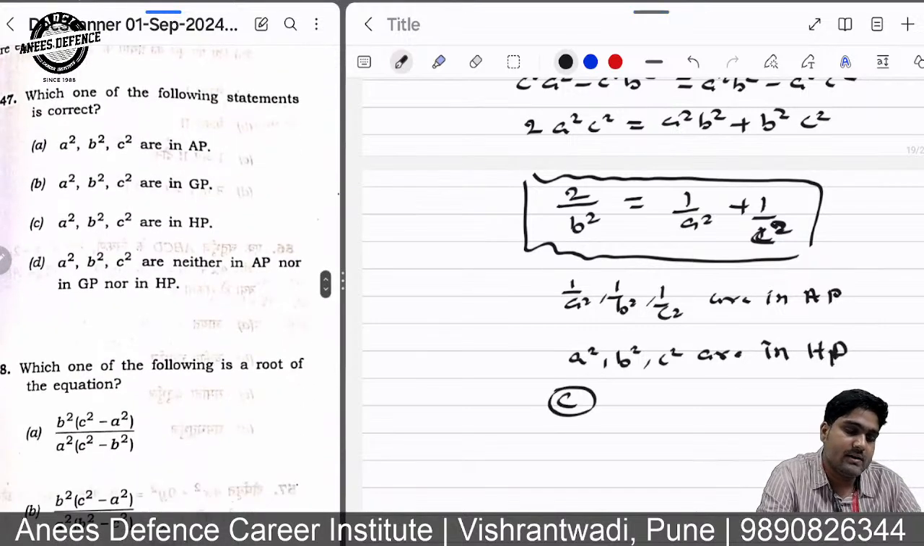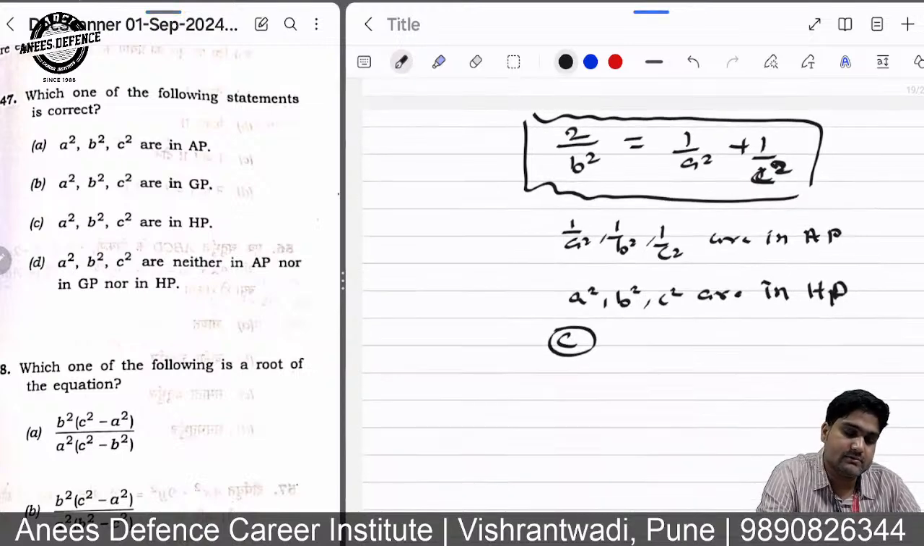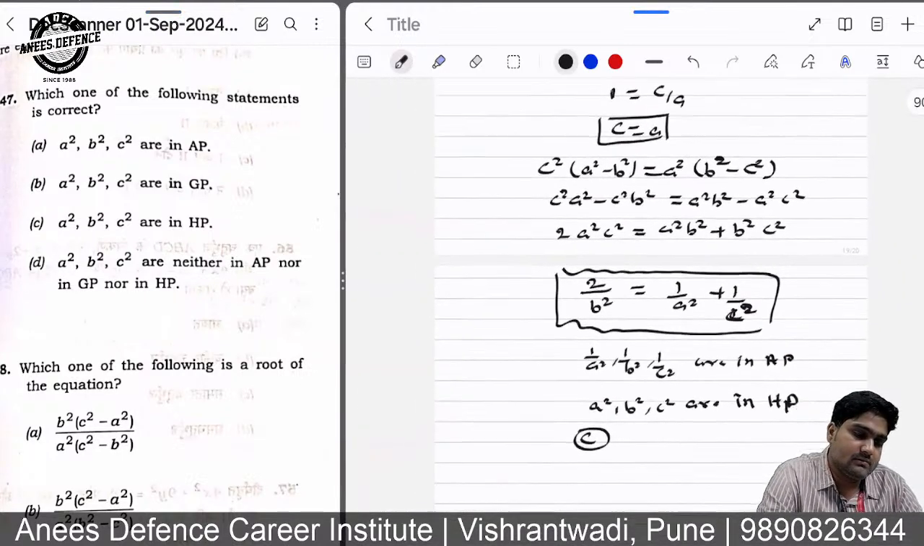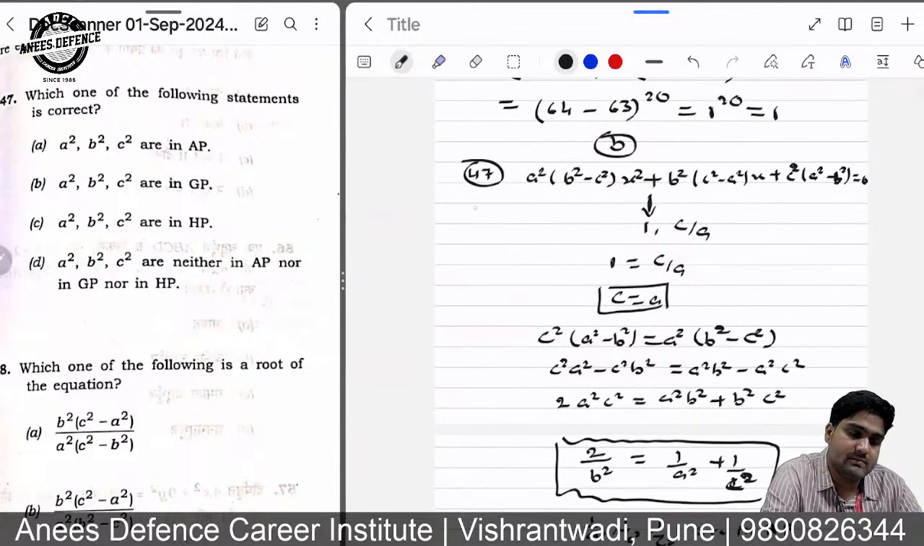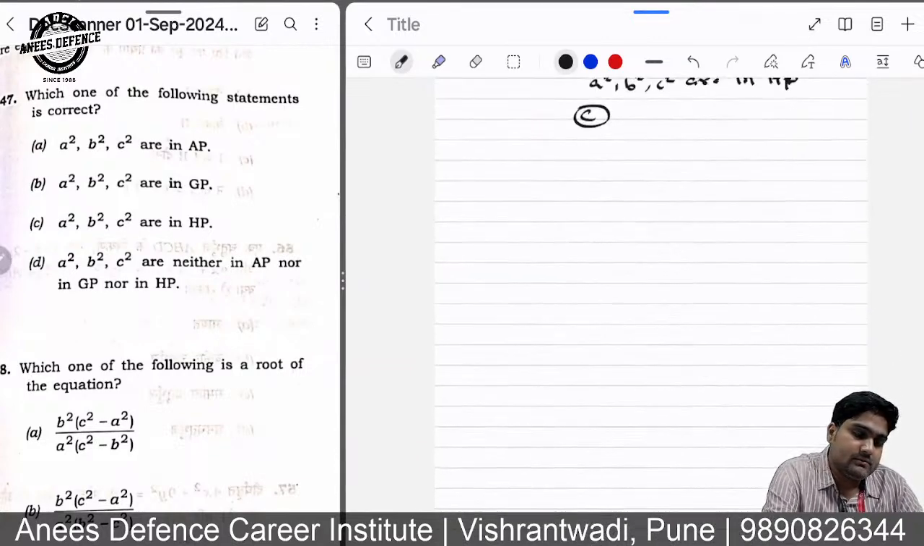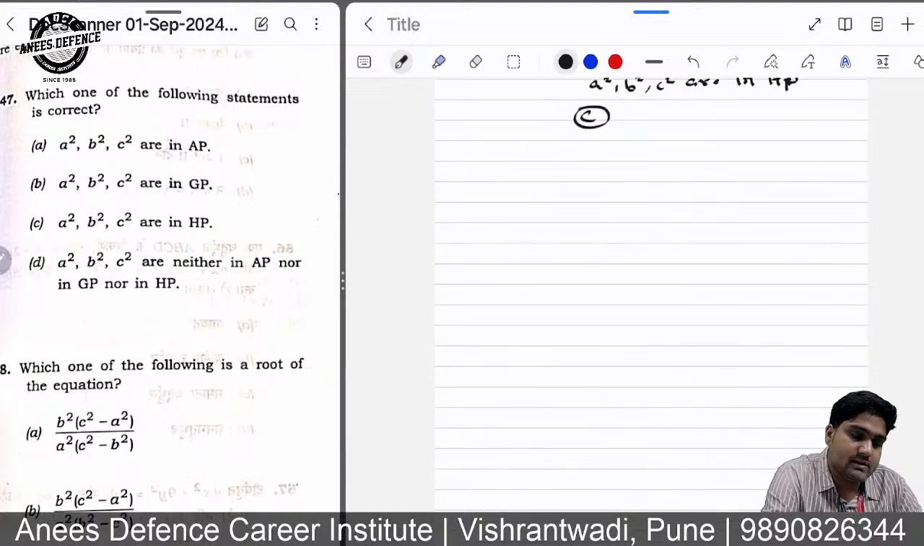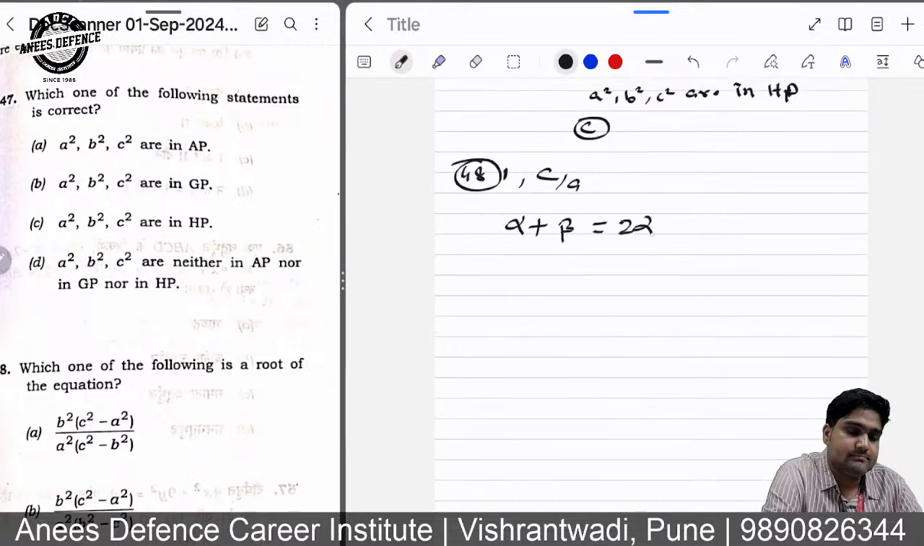Okay, so also find one of the roots of this equation. Here the sum of coefficients is 0. So one root is 1 and the other is c by a. And both roots are equal. So alpha plus beta is 2 alpha, and alpha plus beta is minus b by a, and alpha is equal to minus b by 2a.